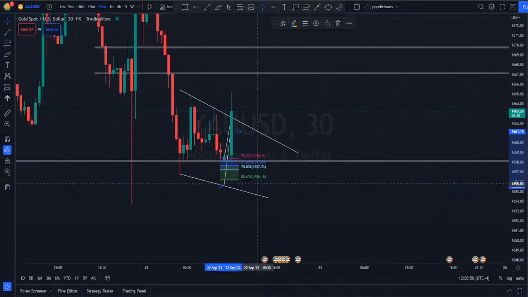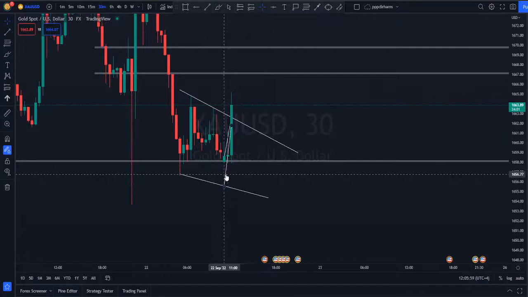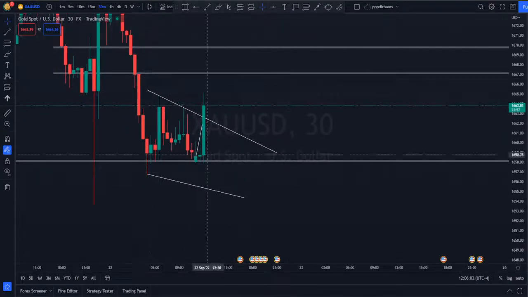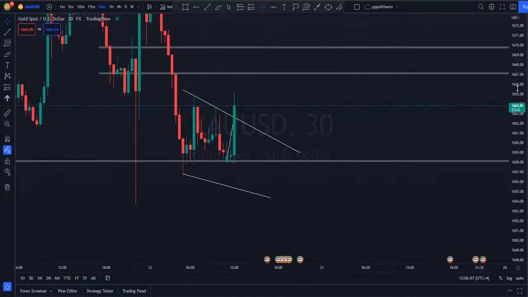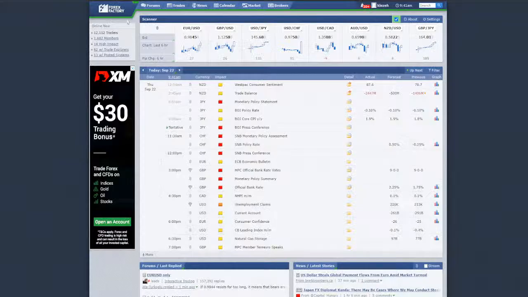Wow. So still there's no touch to the lower bound. We need to get a touch, right? We need a touch. But if it doesn't come, good luck to gold. Okay, guys, that's it on gold. Bye, gold. See you, gold.